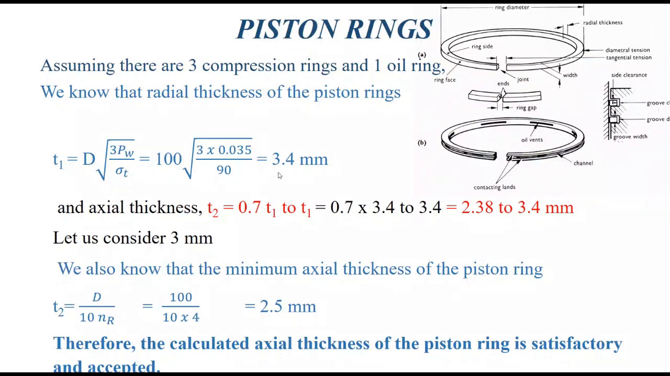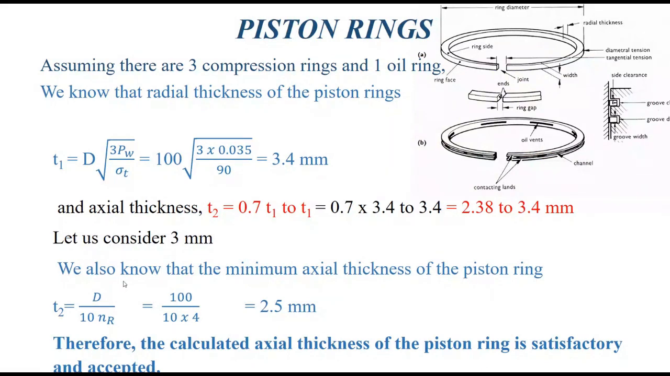Your radial thickness is 3.4 millimeter. So axial thickness should be equal to radial thickness or slightly less, by 0.7 times. So between 2.38 and 3.4, we can consider 3 millimeter. So let us take 3 millimeter. Your T2 is 3 millimeter. T2 is your axial thickness, and T1 is radial thickness.